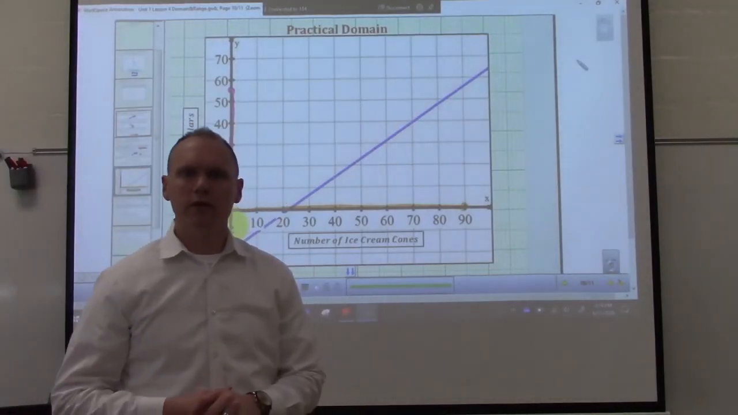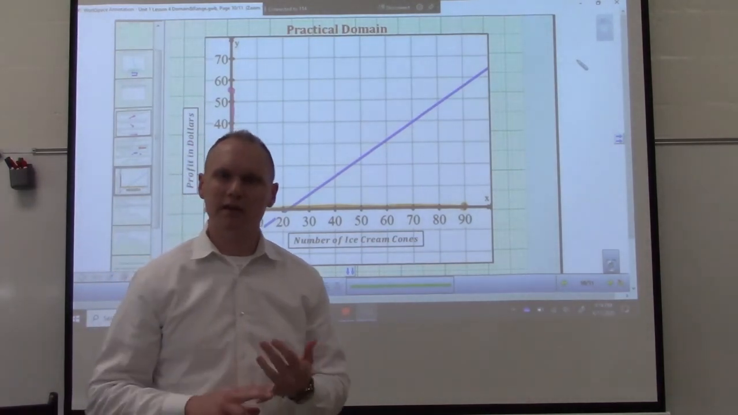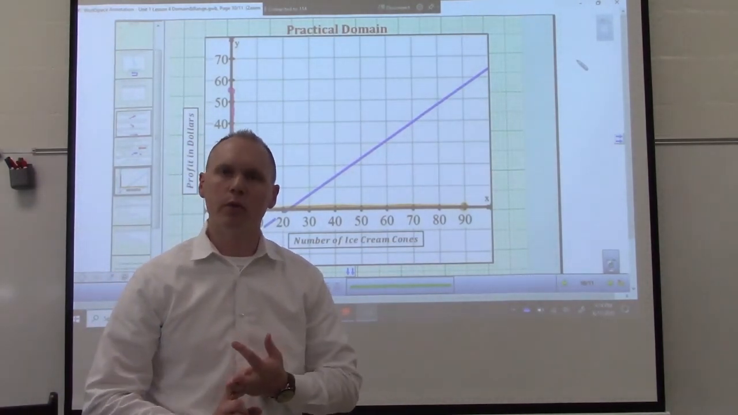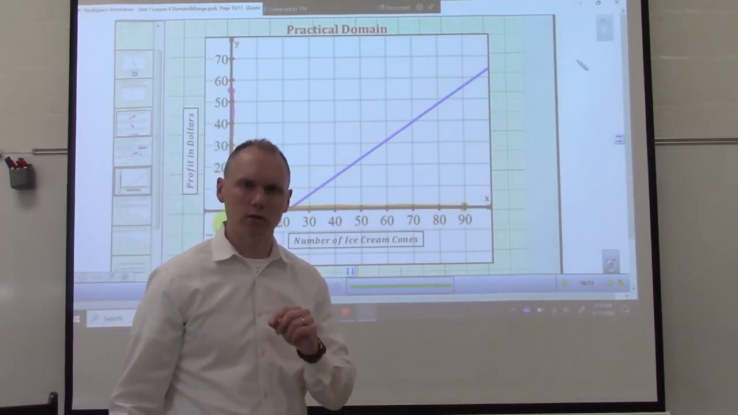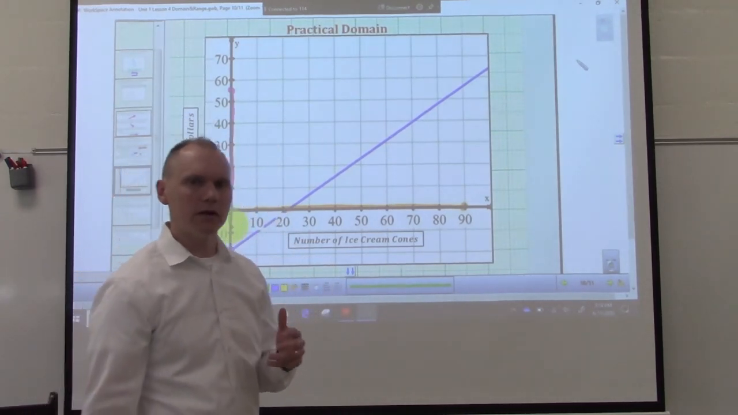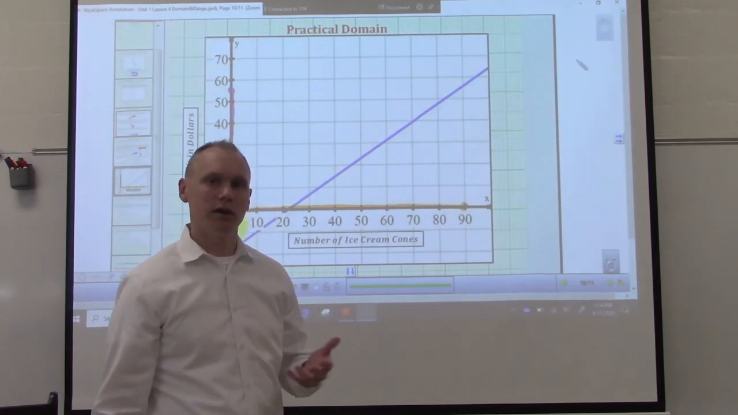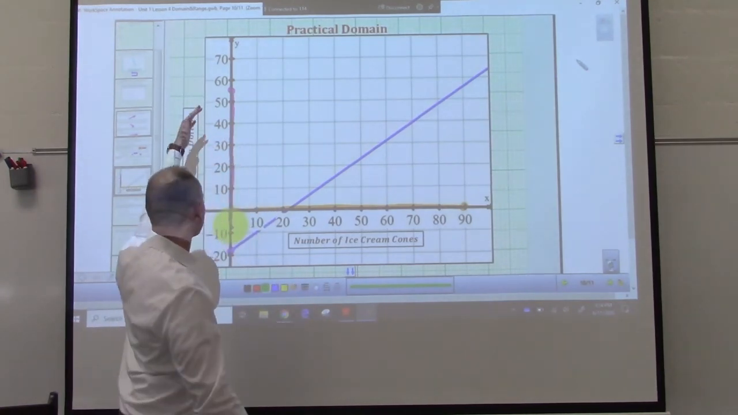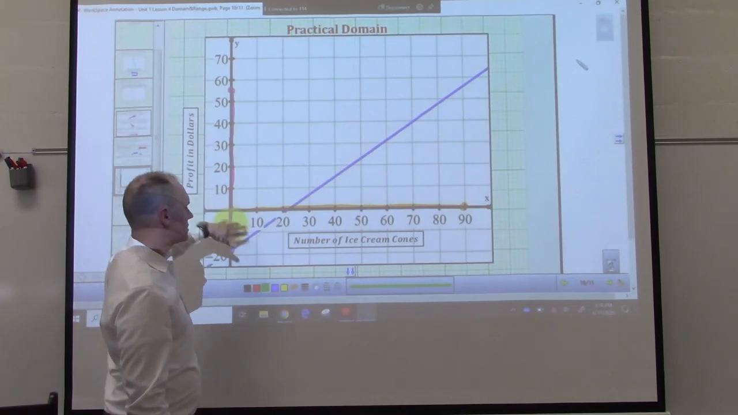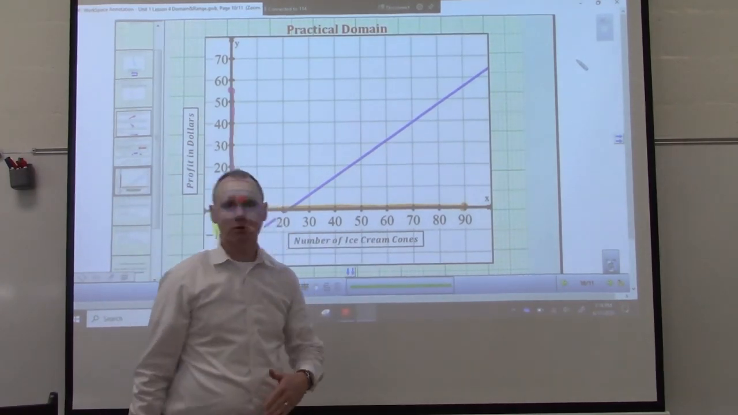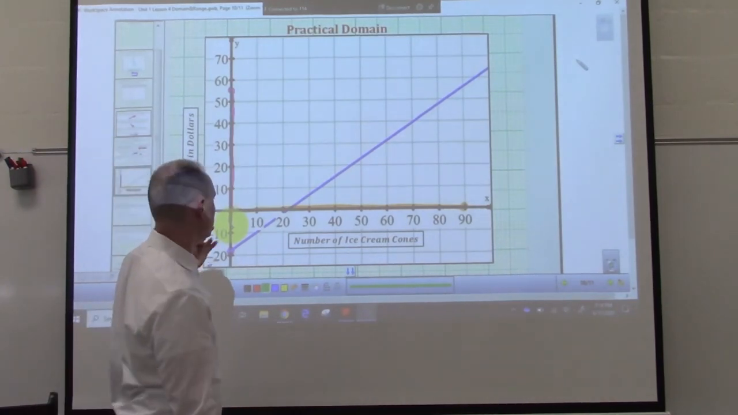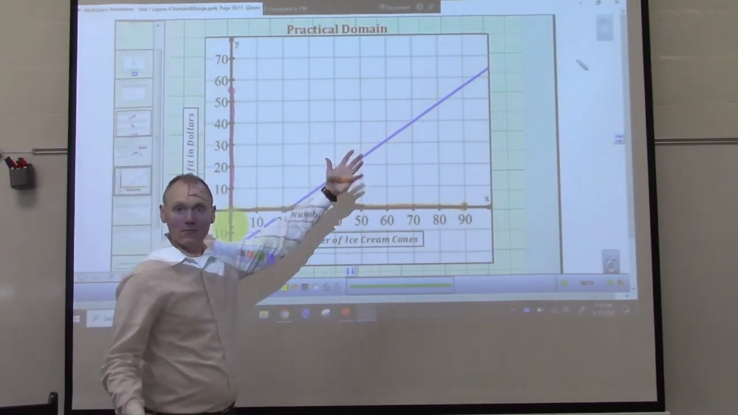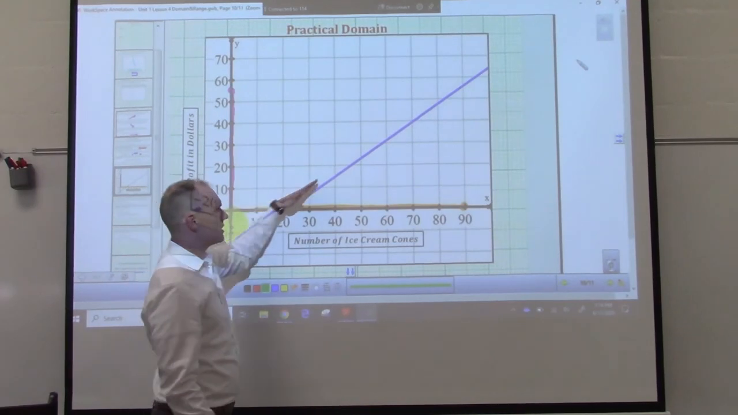Alright, so hopefully that gave you a good introduction to domain and range from a table, graph, and a set of points. Let's also look at the last little bit of that goal that we talked about earlier, which was getting a reasonable domain within a context. So here we have profit along the y-axis and number of ice cream cones sold along the x. You can see here that it's a linear function, remember that type of function, with a constant increase.